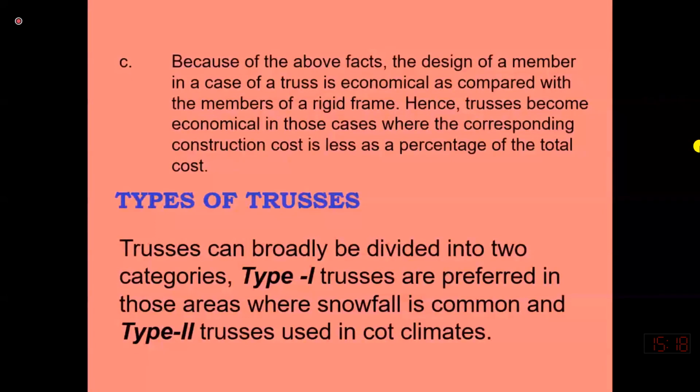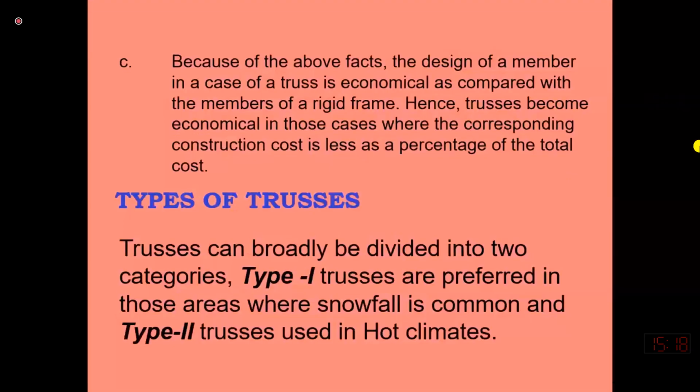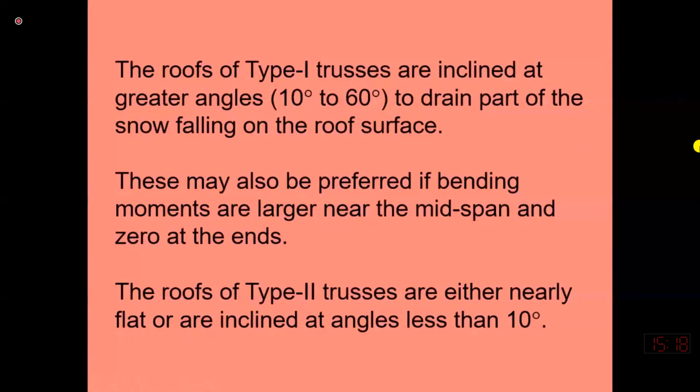Next, the types of truss. Generally, trusses are categorized into two types. Type 1 trusses are preferred in those areas where snowfall is common, and type 2 trusses are used in hot climates. Type 1 trusses are used in hilly areas, so they will be steep, and type 2 will be less steep. In type 1 trusses, the inclination of the top chord is between 10 to 60 degrees.